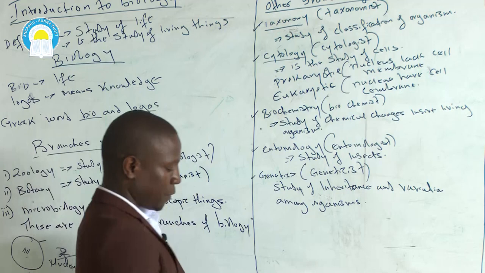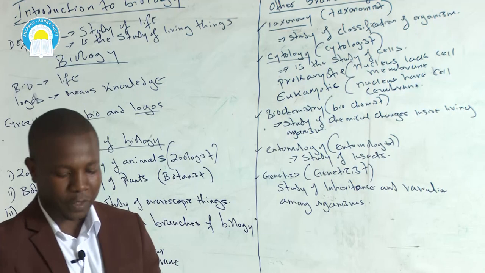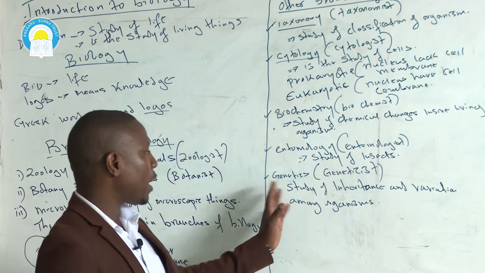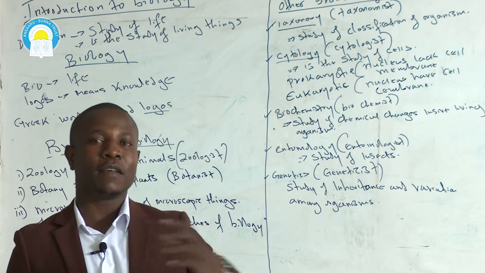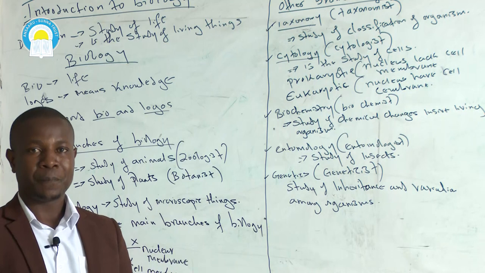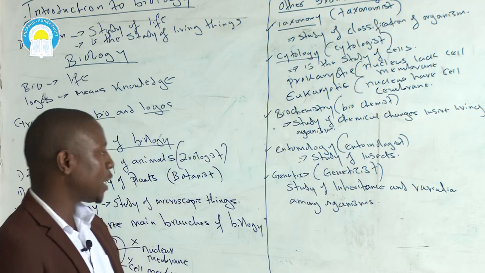Genetics is a topic in form four. The first topic in form four biology is called genetics. And here is where you are going to be taught how you inherited some genes from your parents. And when you talk about variation, you find out that in a family of six, some are tall, others are what? Short. Others are light skinned, and others are what? Dark skinned.